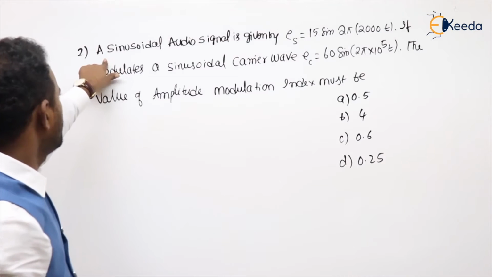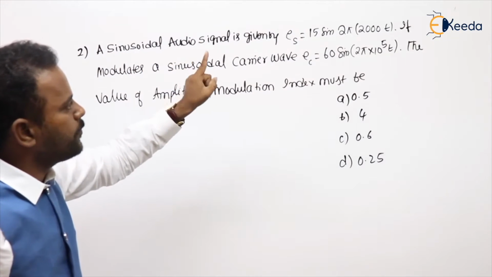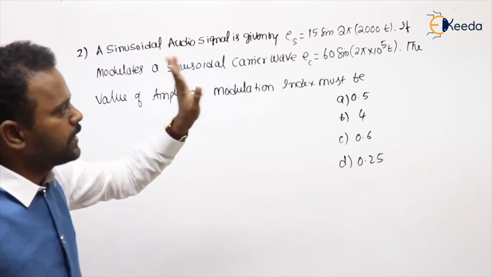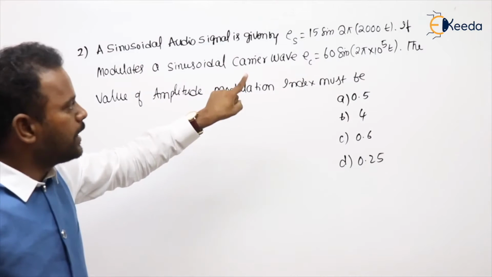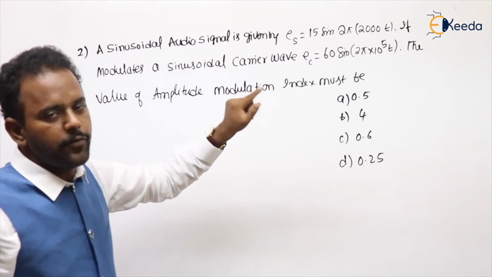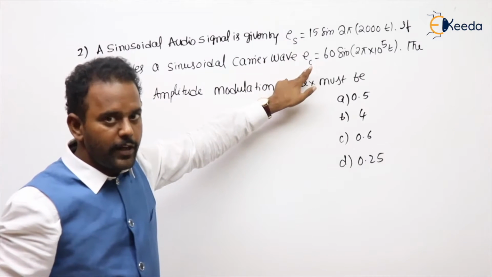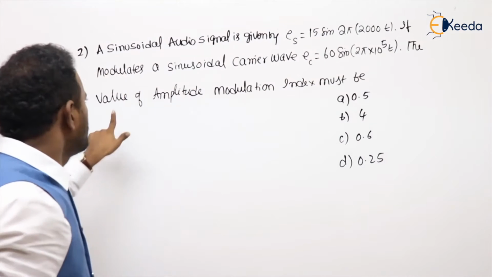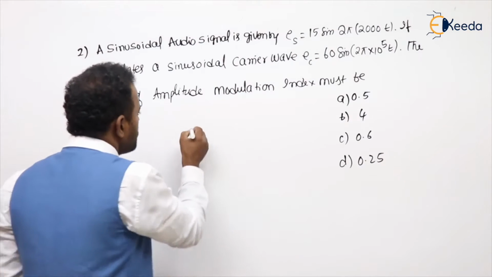Very simple question. A sinusoidal audio signal is given by ES equal to 15 sine 2 pi 2000 t. If it modulates a sinusoidal carrier wave, EC equal to 60 sine 2 pi into 10 power 5 t. See the difference between message and carrier, frequency as well as amplitudes also. The value of amplitude modulation index. What is the amplitude modulation index?